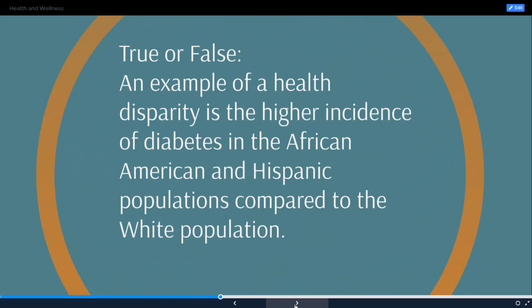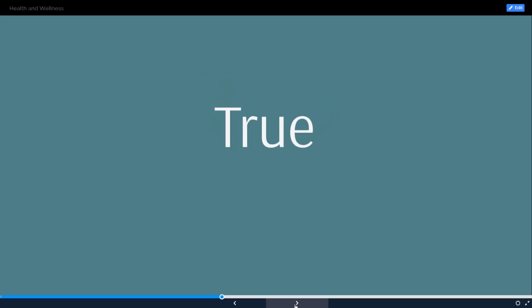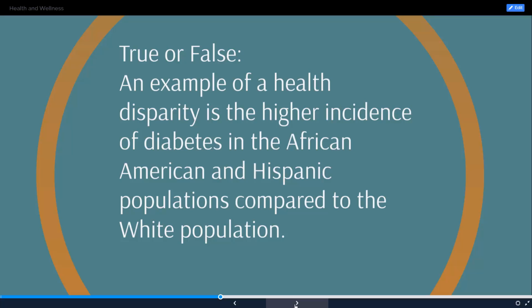All right, so true or false? An example of a health disparity is the higher incidence of diabetes in the African American and Hispanic population compared to the white population. True or false? It's actually considered true. Okay, so we know, looking back, that there is a higher incidence of diabetes in those groups. And some things are modifiable and other things are not, like the ethnic group that they're in, or the age. Remember, those are non-modifiable. However, there are some things that we can work with on individuals within that group or that population.